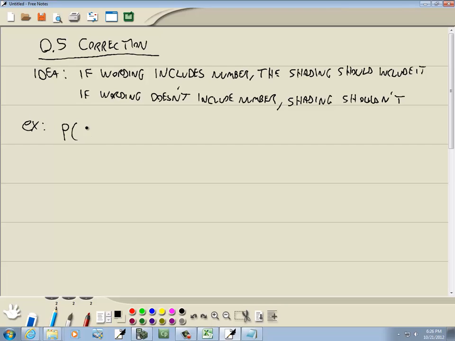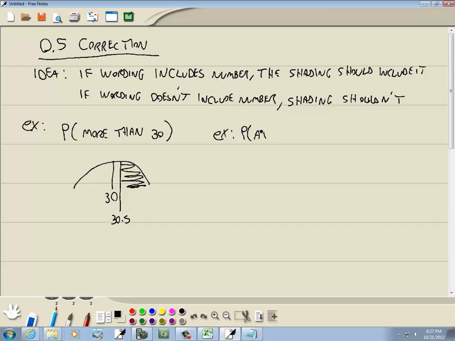Let's say I'm trying to find a probability that we got more than 30. Let me draw a picture. Here's 30. More than means shaded to the right. Now think of your words here. More than 30. Does that include 30? It doesn't, does it? So I'll add 0.5 here and then shade to the right. Again, our wording doesn't include 30, so our shading shouldn't include 30.